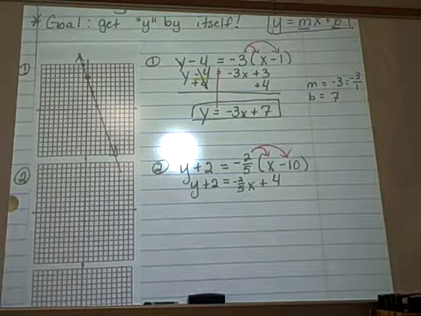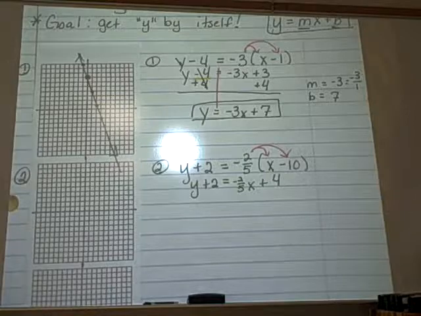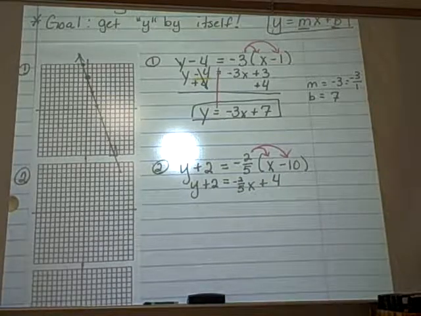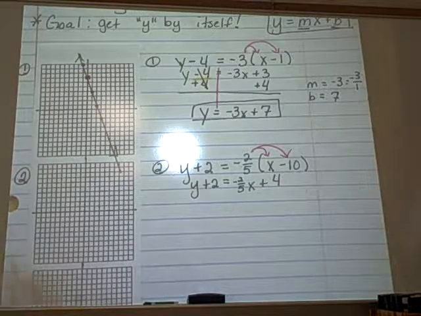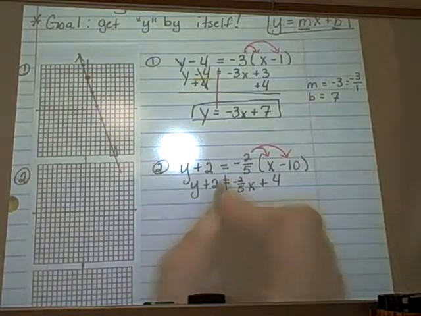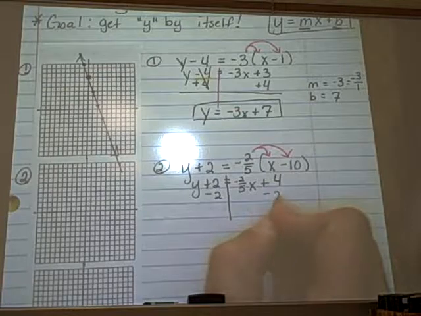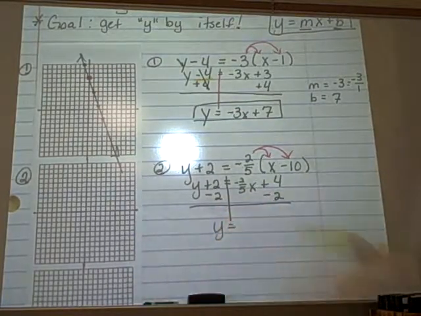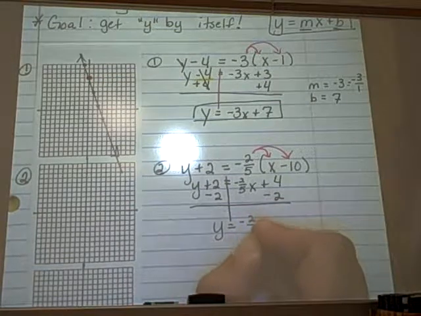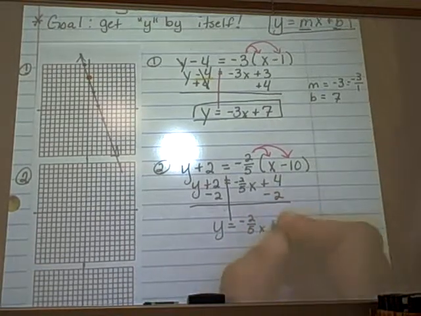And I'll give you a little hint, most of these are going to work out like that where you don't have a fraction at the end, because we don't want a fraction for where it crosses the y, because that's too hard to graph. Okay, so the only thing I have to do now is just subtract this 2 from both sides so that it's not over here with the y. And I'll get y equals negative 2/5 x plus 2.